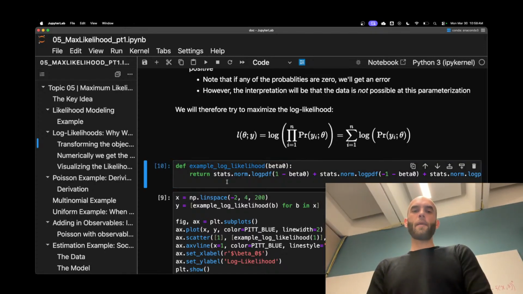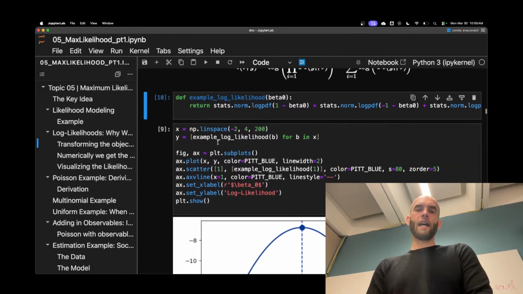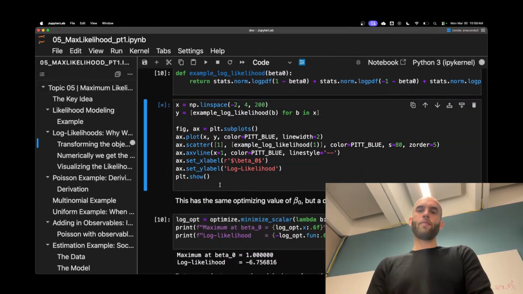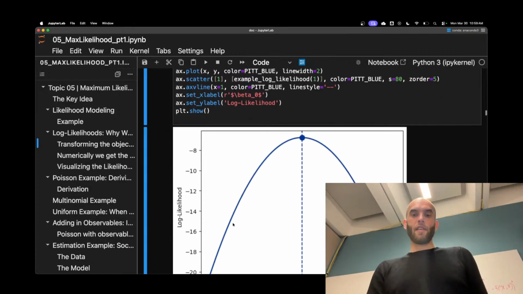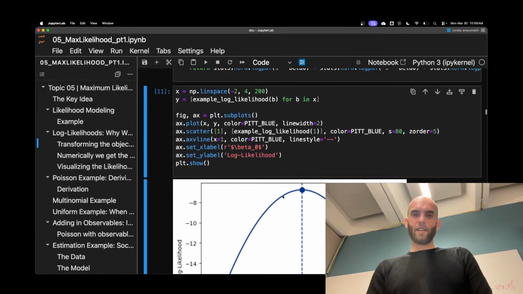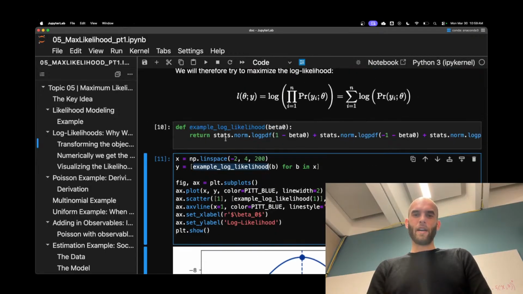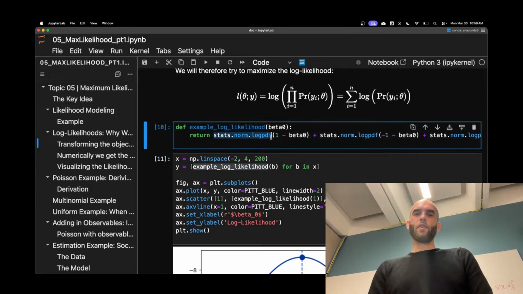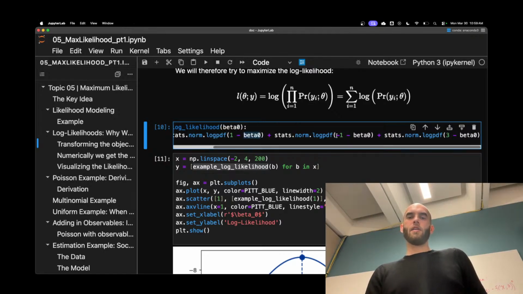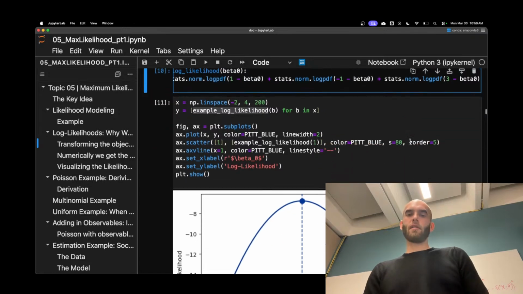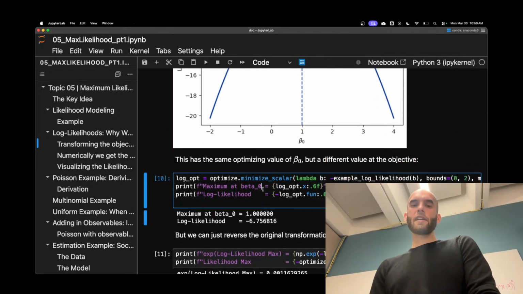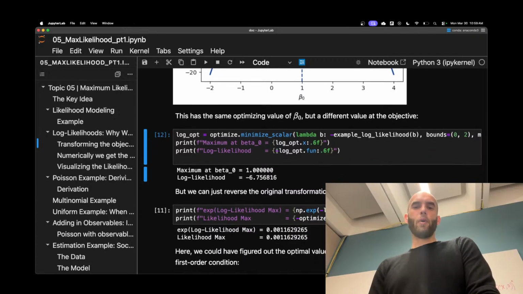All right, so I'm going to run this. This is just the log likelihood function, and this is what it looks like. I'm just using the log normal PDF, so this is essentially pre-baking in the log. And then I'm giving the same data set we were working with before. So this is 1 minus beta 0, and then -1 minus beta 0, and then 3 minus beta 0. And this turns out to give us exactly the same output.